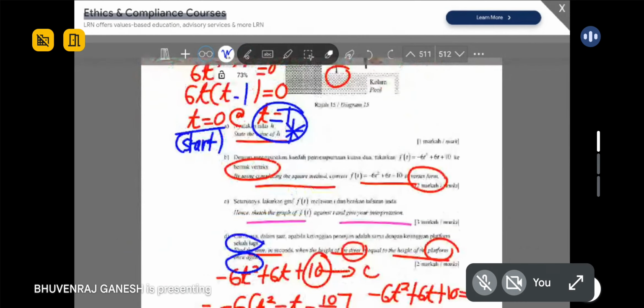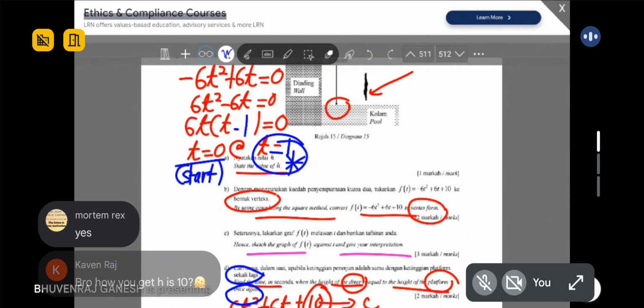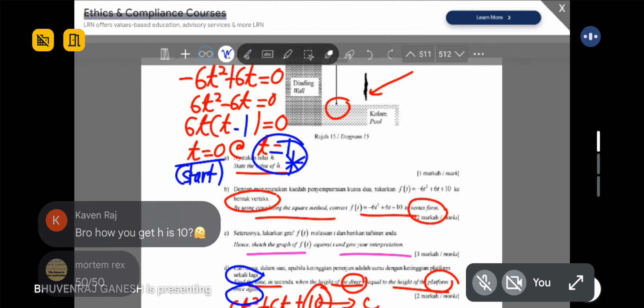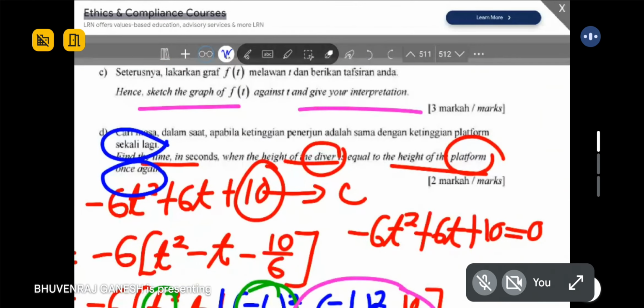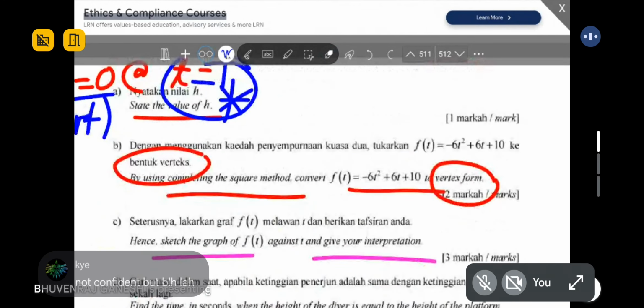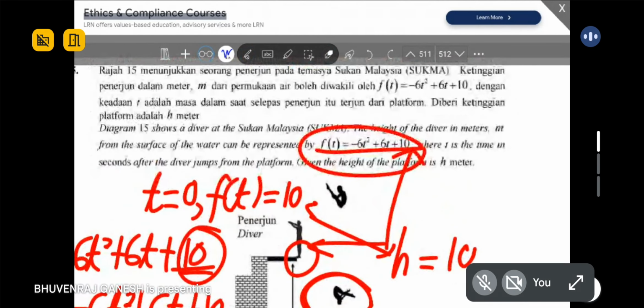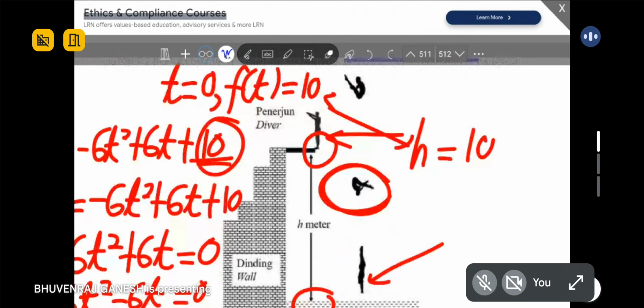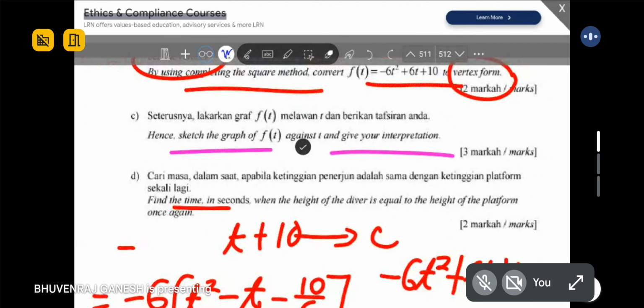How to do it? Are you clear, guys, with the question and the discussion today? All of you good? Have you revised your Form 4 already? Confident? Well, how you get H is 10? Because they say that the height of the diver is equal to the height of the platform. Okay? Over here, they ask you state the H, right? Your H represent what? Your H, if you see the question, height of platform, H. So just now, height of platform here, we get 10, right? So they say height of diver equal to height of platform. So height of diver also 10.